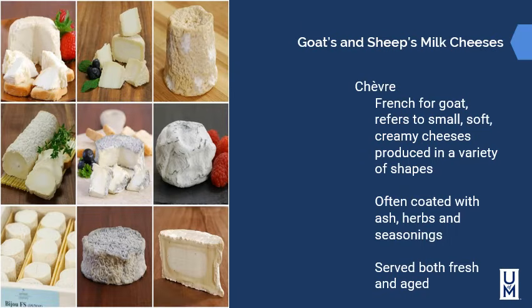Goat and sheep milk cheeses include things such as chèvre. It's French for goat, and refers to small, soft, creamy cheeses. This is produced in a variety of different shapes, including the shapes you can see on the screen. They're often coated with ash or herbs and seasonings. They're served both fresh and aged.